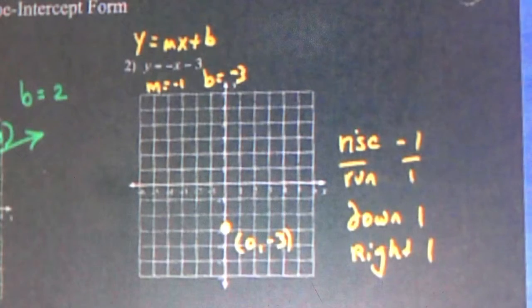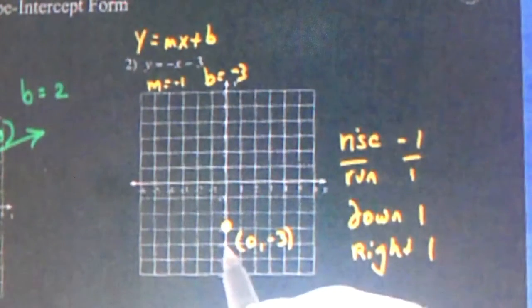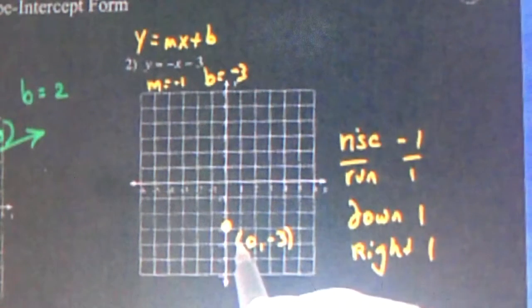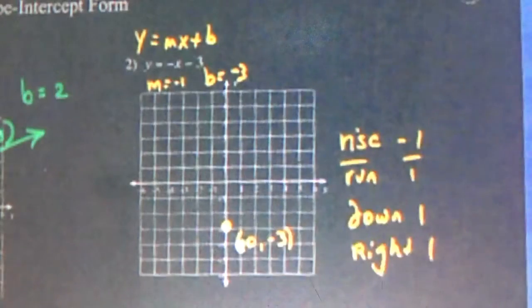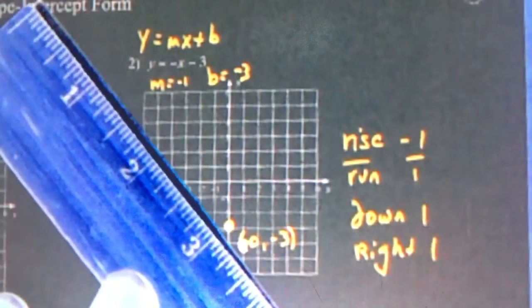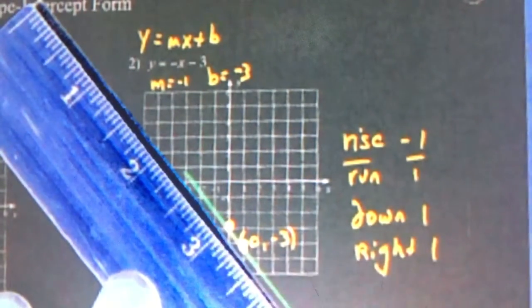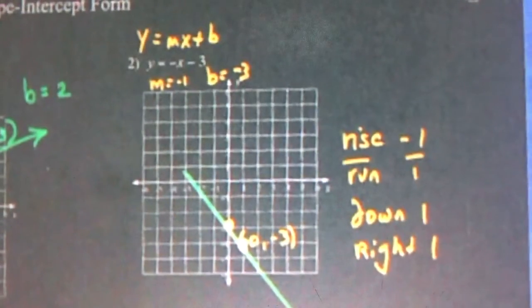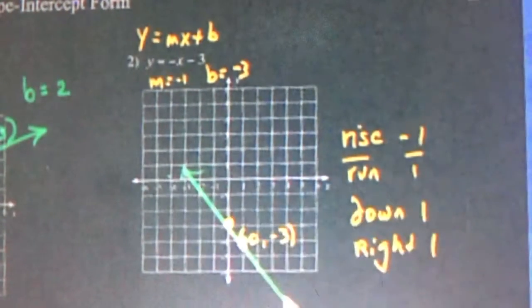I'm going to do it with a different color, otherwise it's going to crash into this other one here. Down 1 and to the right 1 is right here. That's our second point. I'm going to use a ruler this time. There we go. And we get our line going right on through there, infinitely extending out into space. That's what happens with a negative.